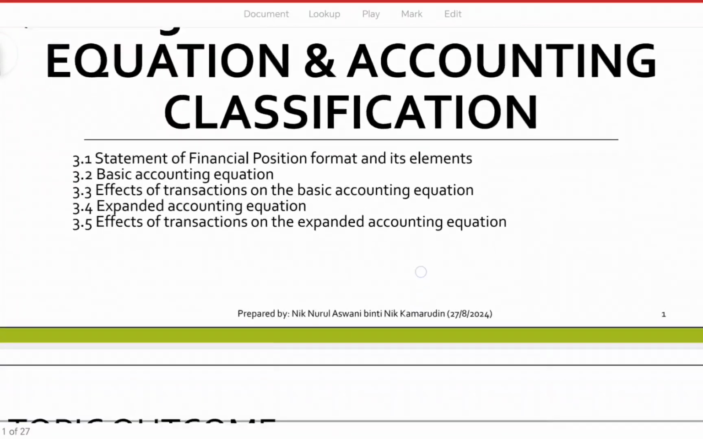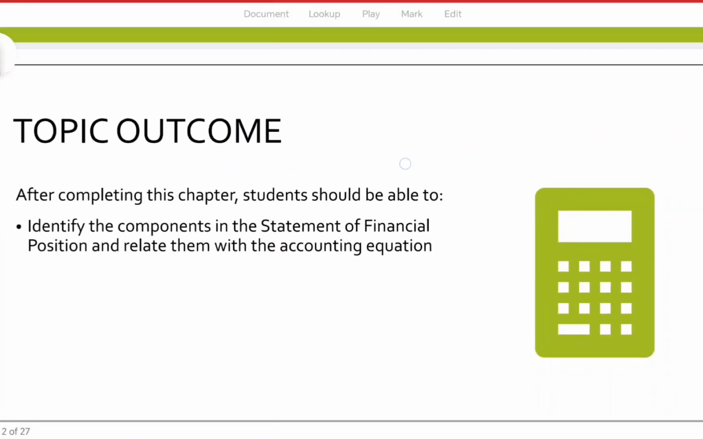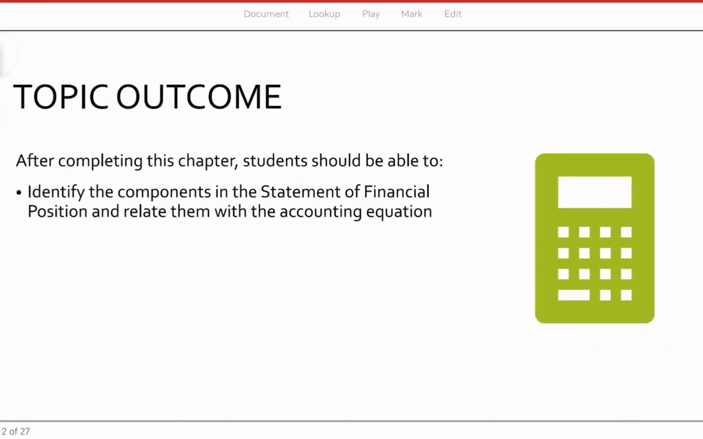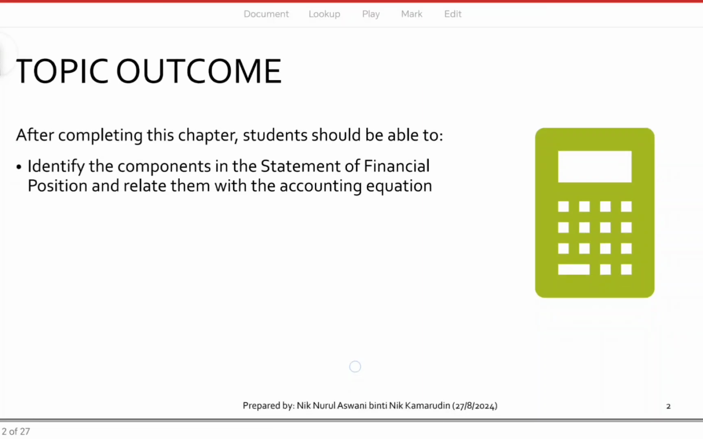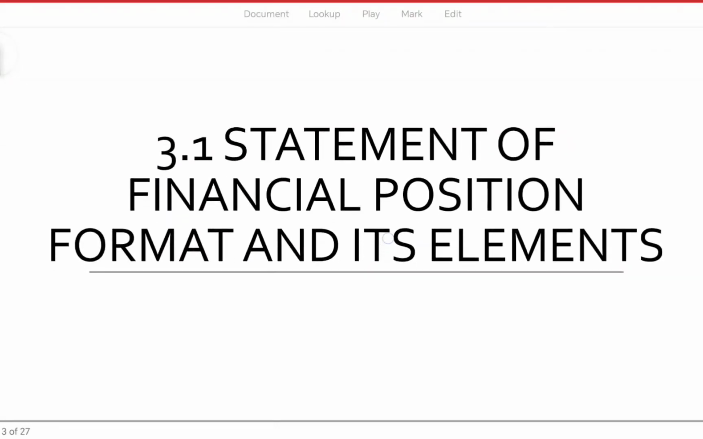At the end of this topic, you should be able to identify the components or elements in the statement of financial position and then relate them with the accounting equation. So let's look at subtopic 1, which is the statement of financial position format and its elements.